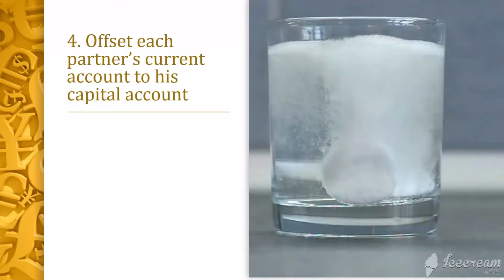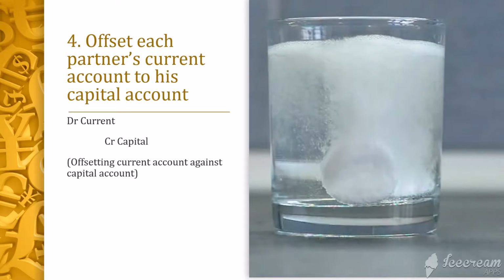Moving on to step 4, we will offset each partner's current account to his capital account. The journal entry is pretty straightforward. Just debit the partner's current account and credit the same partner's capital account to zero off his current account balance. This is if the partner has a credit current account. In the event the partner's current account has a debit balance, we will enter the reverse journal entry, that is, to debit capital and credit current.